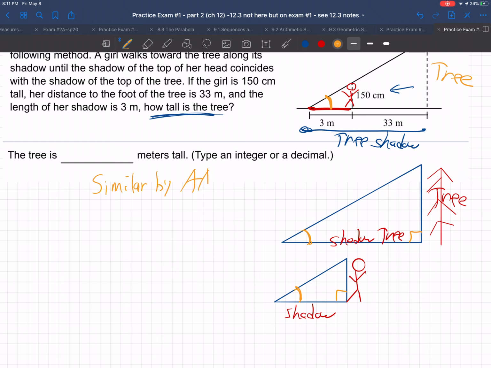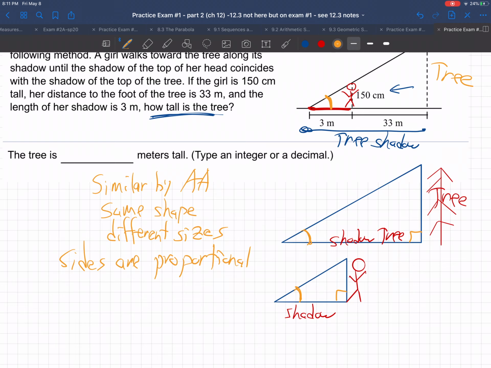So these triangles are similar by AA. The two triangles are the same shape, one's just a bigger version of the other. Same shape, different sizes. And I know the sides are proportional, meaning they're in the same ratio. That's what it means to be similar. When you know they're similar, the sides are proportional.